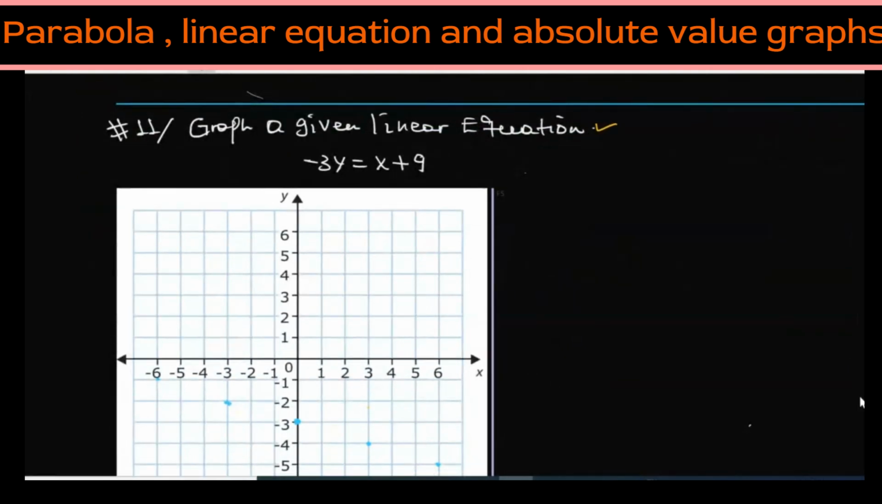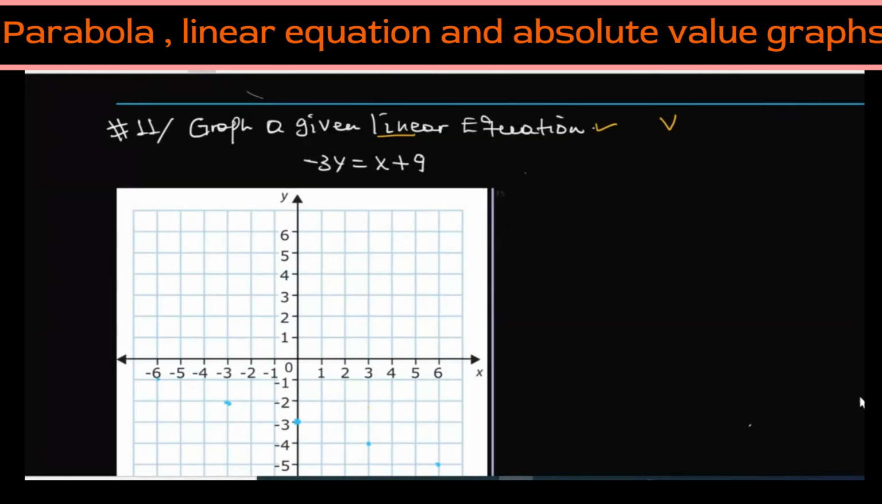Remember now, it's good to recognize what kind of graph you are expecting. Like earlier I told you the absolute value graph was just a V. For a linear equation, you are expecting a straight line graph. And what kind of straight line graph? Is it a positive slope or a negative slope?